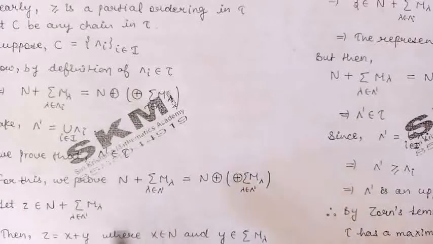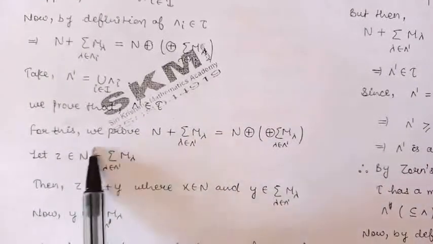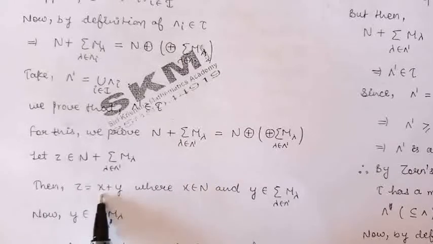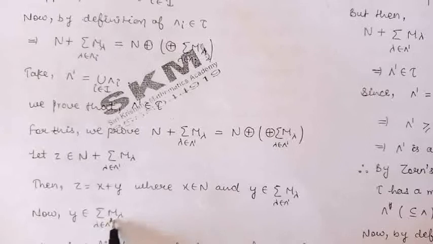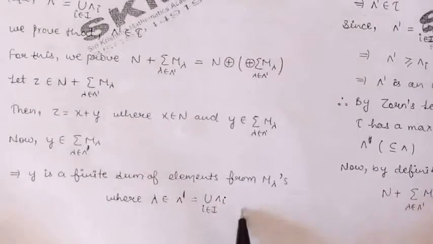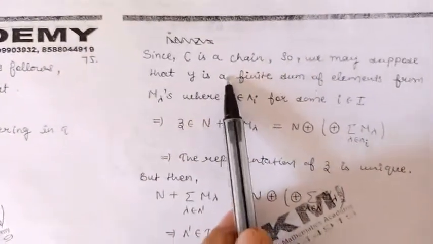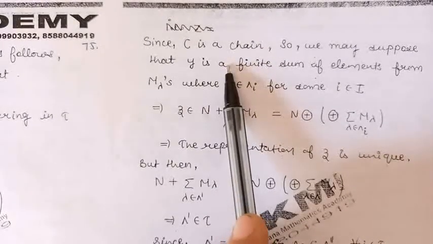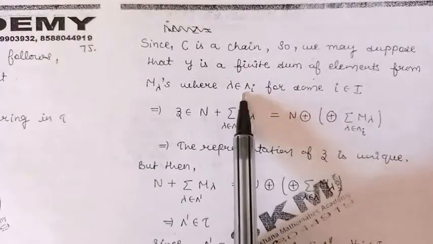To prove this, let us take an arbitrary element z belonging to this sum. Now by definition of linear sum, z can be written as one element from N, which we have taken as x, and one element from the summation of M lambda, which we have taken as y. Now because y belongs to the summation of M lambda, where lambda belongs to lambda dash, by definition y will be a finite sum of elements of M lambdas, where lambdas belong to this family lambda dash. And what is lambda dash? That is the union of lambda i's, and because lambda i's are members of the chain C, and by definition of chain, the elements of the chain are comparable, we can suppose that y is a finite sum of elements from M lambdas, where lambdas belong to lambda i's.